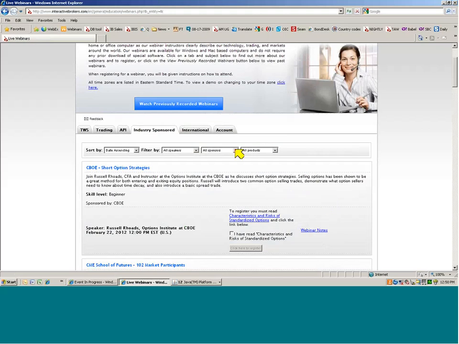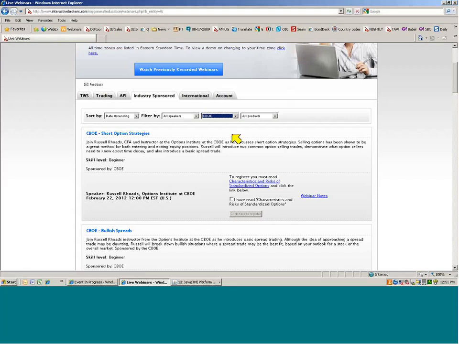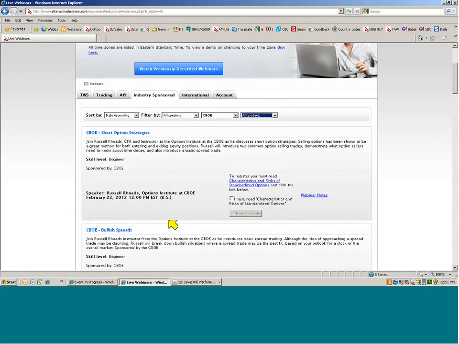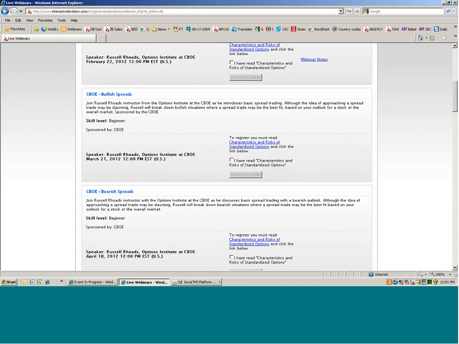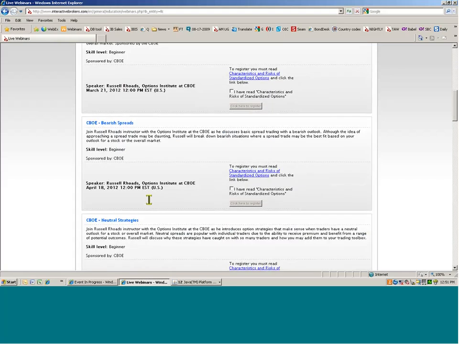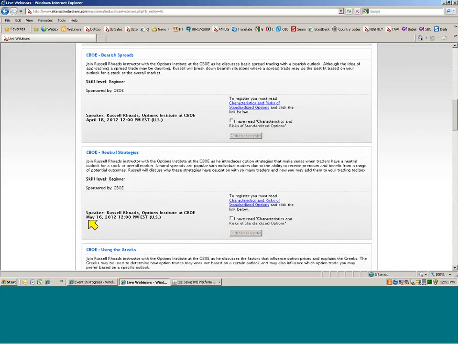If I filter by sponsors and take a look at the CBOE, then as I scroll down, you'll see next month in March, we're going to take a look at bullish spreads, then bearish spreads, those neutral strategies. For the most part, we've been trying to schedule these on the Wednesday that precedes Option Expiration Friday. So that's another way you can remember.